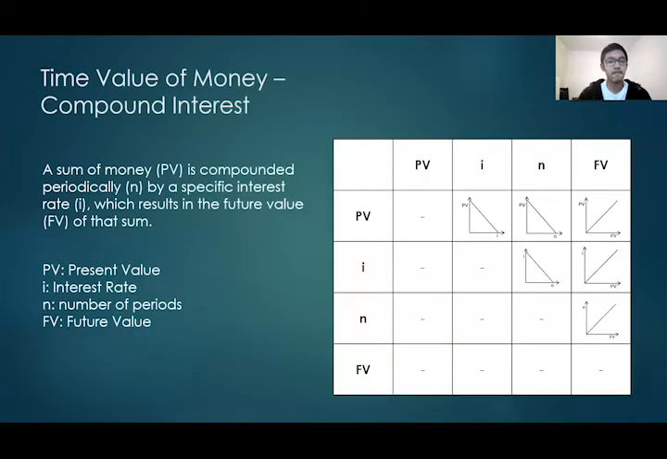The first one is time value of money, and let's talk about compound interest first. For compound interest, we have a sum of money compounded periodically by a specific interest rate, resulting in a future value of that sum. Let's take a look at the diagram on the right. You can see the relationship between the different factors. Future value has a positive relationship with the present value, the interest rate, and the number of periods.